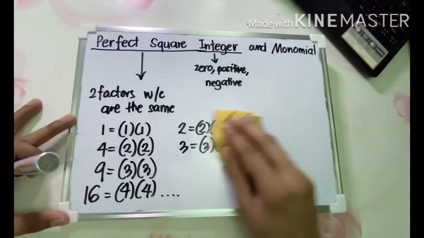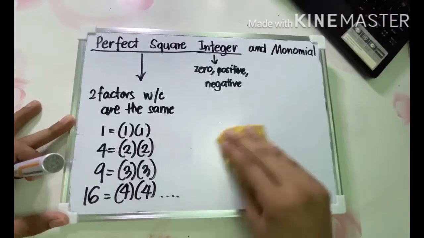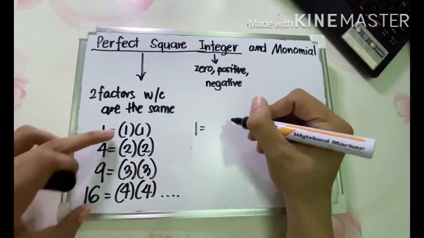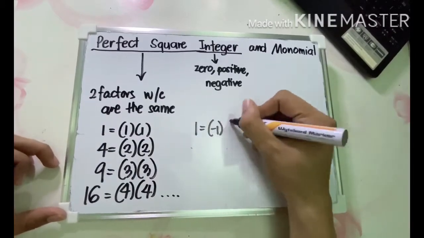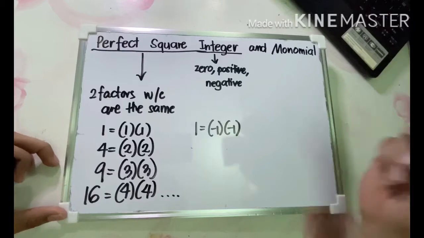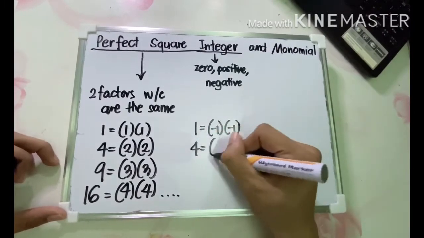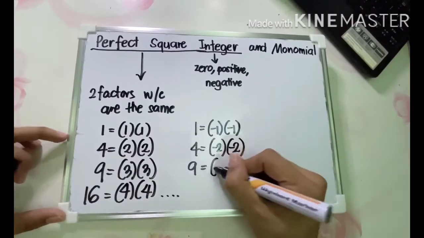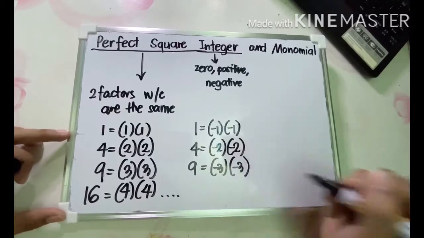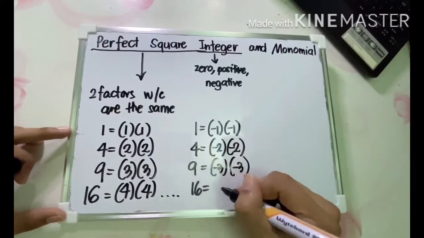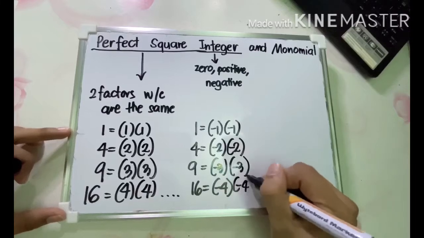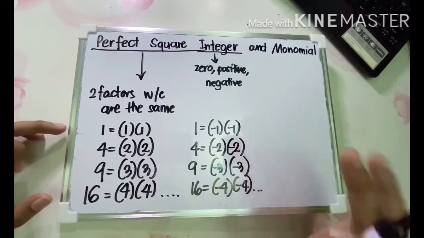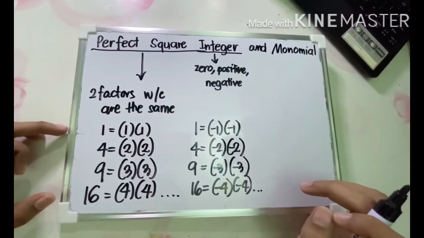Now, a perfect square integer can also be factored by a negative integer. Like 1, not only 1 times 1, but it's also negative 1 times negative 1. 4 could be negative 2 times negative 2. 9 can be negative 3 times negative 3. 16 can be negative 4 times negative 4. So on and so forth, because according to the rule, negative times negative is always positive. Right?